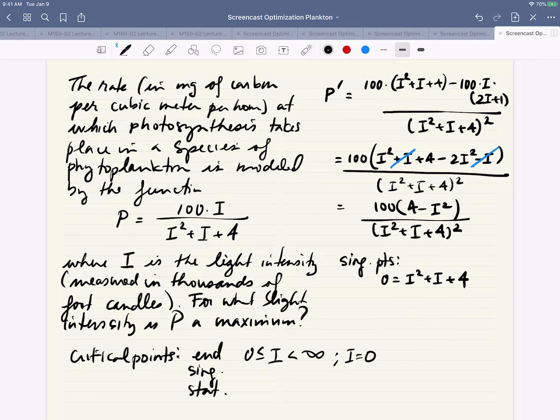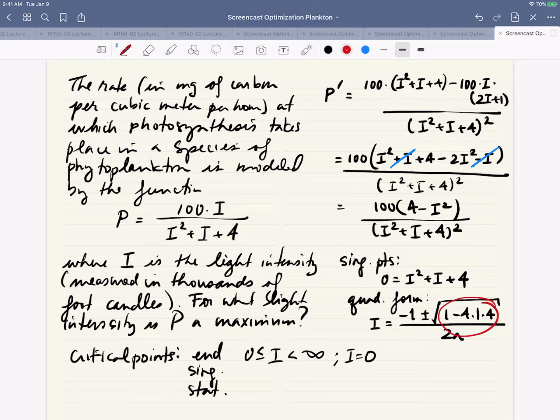I'm trying to think of a way to do this, how to factor it by I, but I'm not. So let's use the quadratic formula. The quadratic formula says roots of this equation have the form I equals negative 1 plus or minus the square root of 1 squared minus 4 times 1 times 4, then all over 2a.